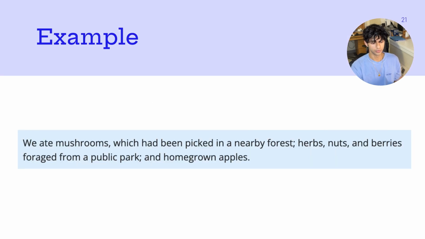So example, we ate mushrooms. Oh, this is an example of another way that a semicolon can be used. This is the only other way. If you have a list and the list contains commas already, but you want to have a list within a list, you can also use semicolons to separate objects in that list.